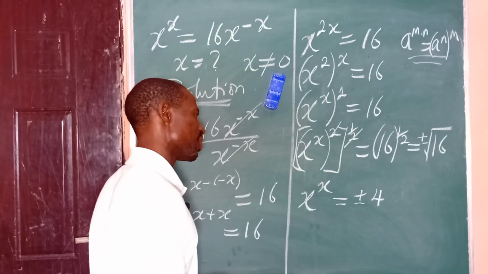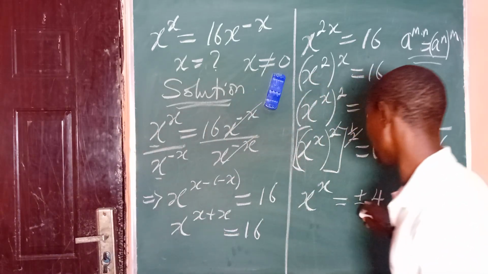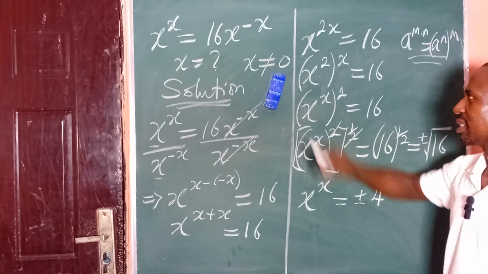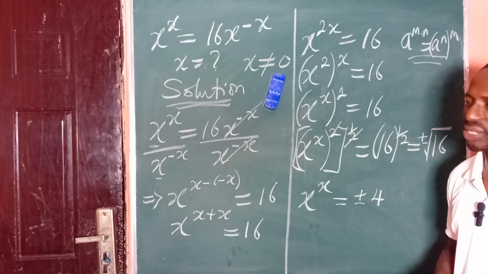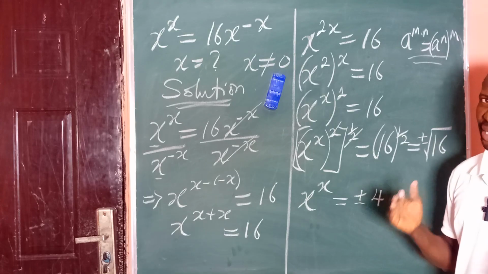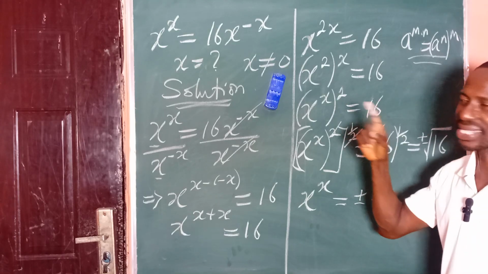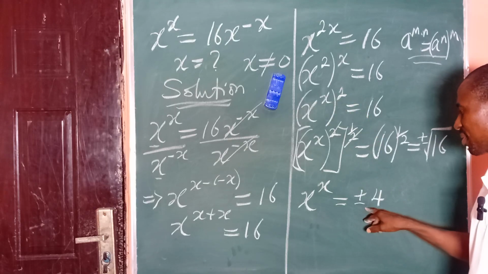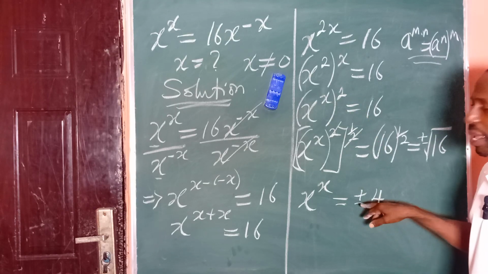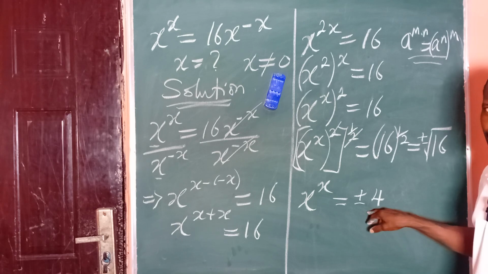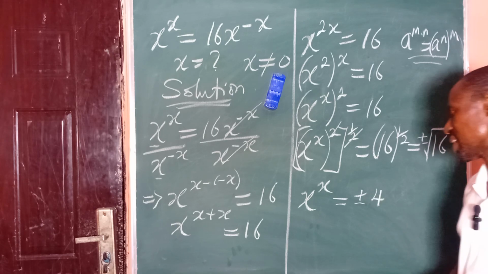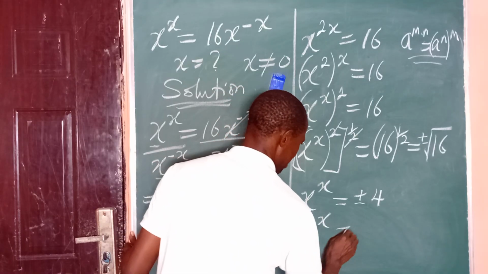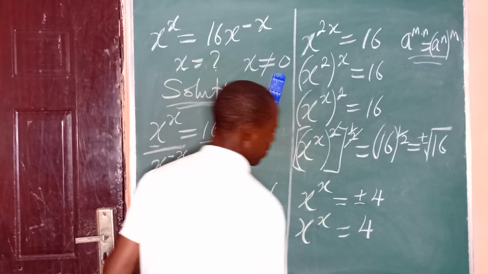Simple, right? Good. Now, if we have plus or minus 4 here, remember we said x cannot be equal to 0. So definitely x will be greater than 0. Yes, x will be greater than 0. But the second condition here is minus 4, so minus 4 will be discarded, right? We take only the positive. So taking only the positive, we have x to the x is equal to positive 4.